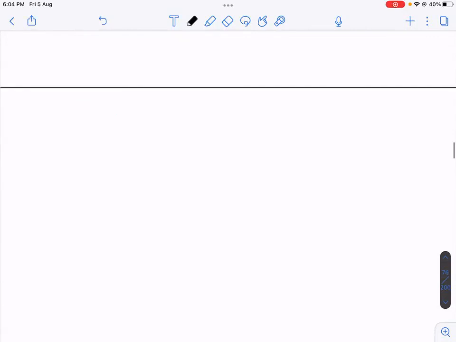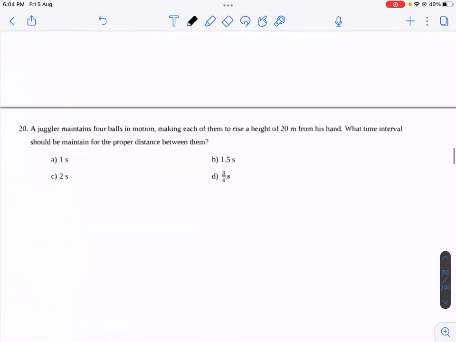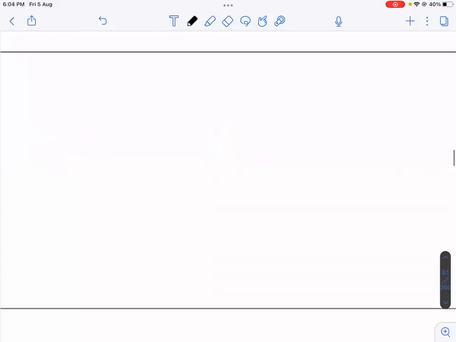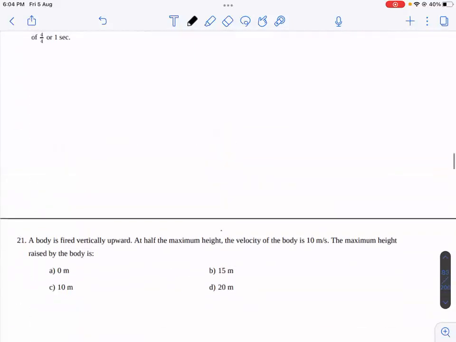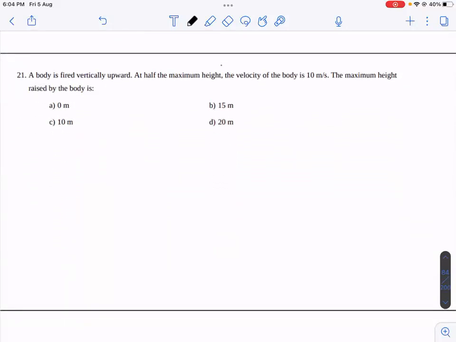Okay, this one we'll do later. So I'm searching for easy ones. So let's do from 21.